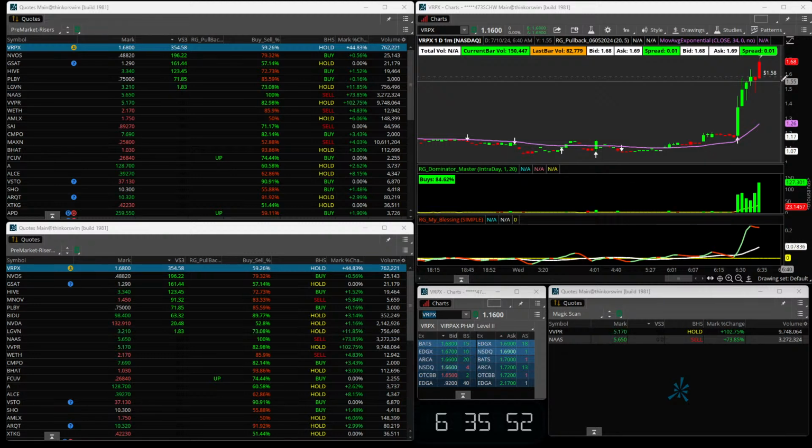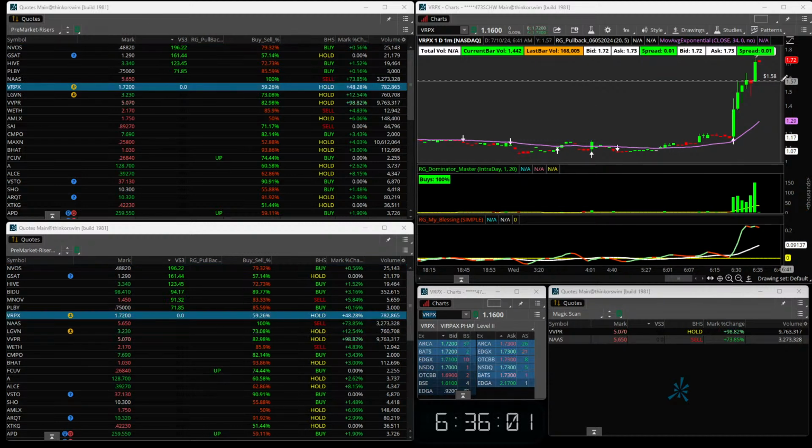Nice pop up here to $1.68, $1.70, $1.72, $1.73. And each time you see a spike like that, you should be taking at least something off the table and locking in that profit. $1.74.